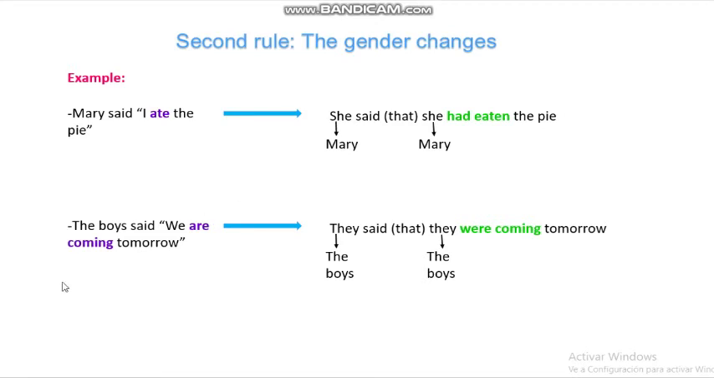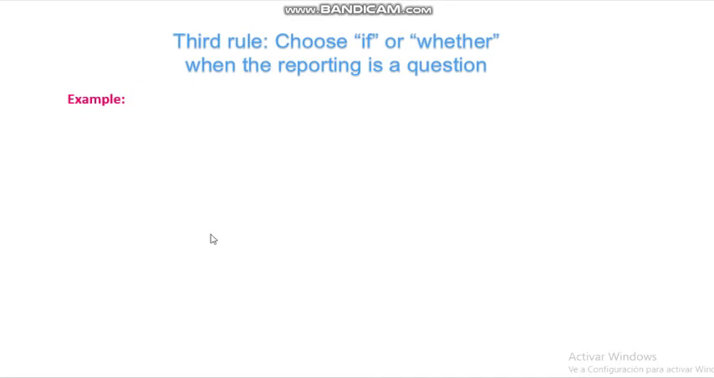The same happens with another gender, which is the boys. The boys said, "We are coming tomorrow." Okay. The boys we are going to replace with "they." They said that they were coming tomorrow. Who said that? They, the boys. Again, "they" with the boys. So we are replacing the boys with "they." That's the second rule.